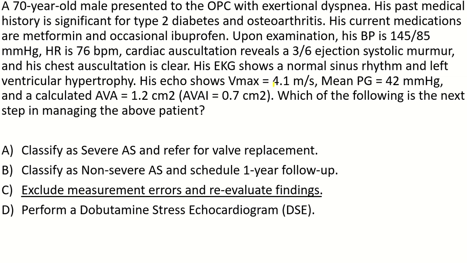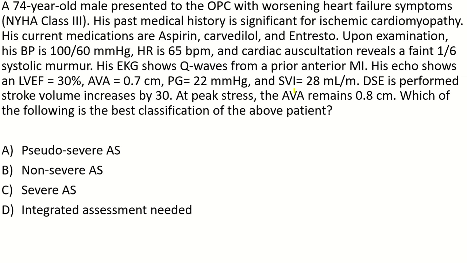Okay, so here we go. Another question. We have a 74-year-old male presented to the outpatient clinic with heart failure symptoms. His past medical history is significant for ischemic cardiomyopathy, and his current medications include aspirin, carvedilol, and Entresto, which is sacubitril/valsartan. Upon examination, he has a good blood pressure and controlled heart rate with a faint systolic murmur. His EKG shows a Q wave and his echo shows evidence of cardiomyopathy with left ventricular ejection fraction of 30. However, his aortic valve area is 0.7, his pressure gradient is 22, and stroke volume index is 28.